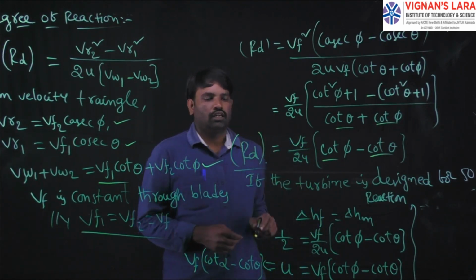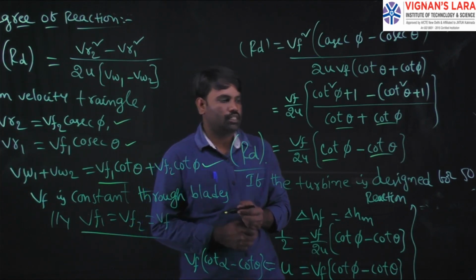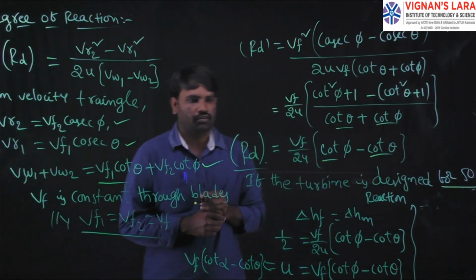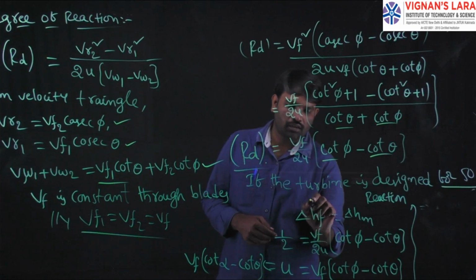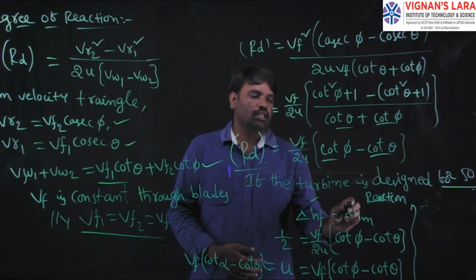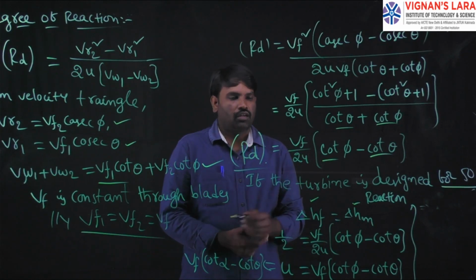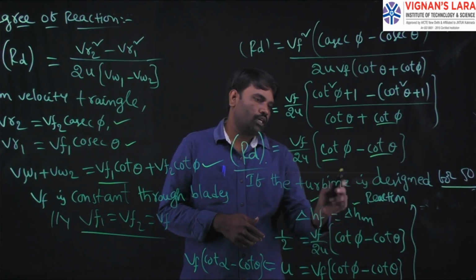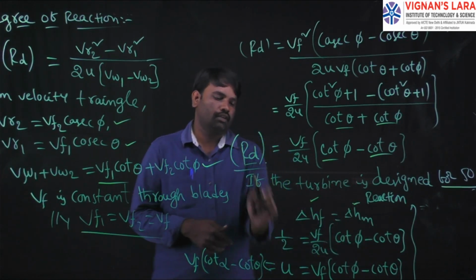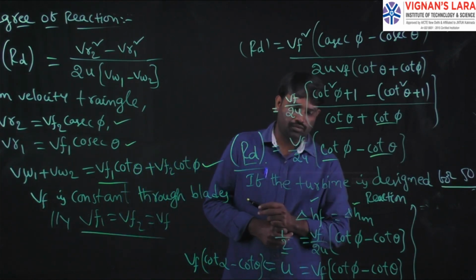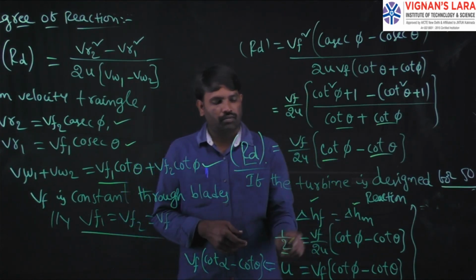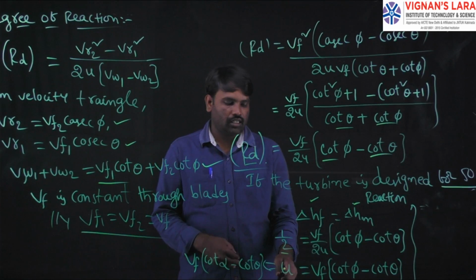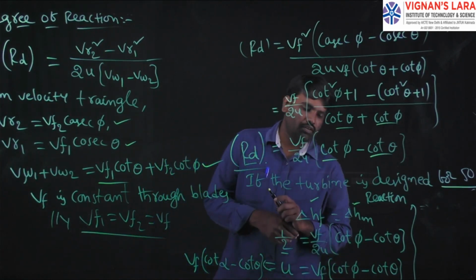If the reaction turbine is designed for 50% degree of reaction, then the enthalpy drop in fixed blades must be equal to the enthalpy drop in moving blades. So we equate the degree of reaction, Vf by 2u into (cot phi minus cot theta), with 50%, that is 1 by 2. Then the terms cancel out, and Vf into (cot phi minus cot theta) is equal to Vf into (cot phi minus cot theta).